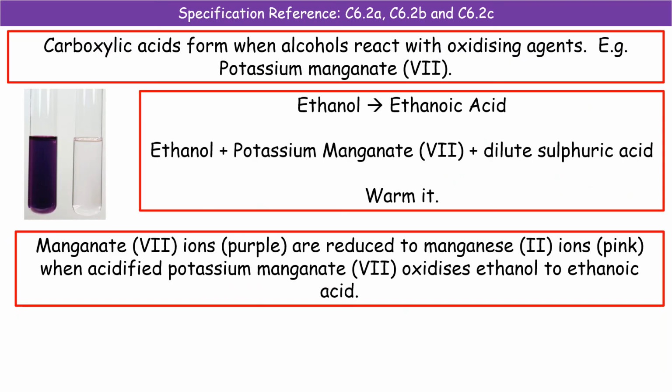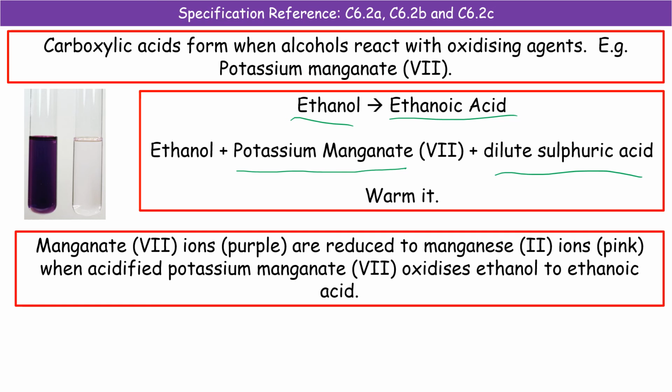In terms of the reactions of our carboxylic acids, then as we've said, they will form when alcohols are going to react with oxidizing agents, such as potassium manganate. So we start off with our alcohol, ethanol here, and we're going to make ethanoic acid, the carboxylic acid. And the way we do that is by reacting with potassium manganate and some dilute sulfuric acid.